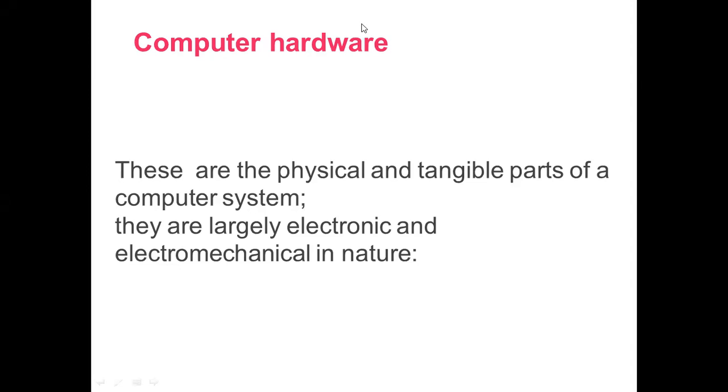Daniela's hand is up, yes? Computer hardware. These are the physical and tangible parts of a computer system. They are largely electronic and electromechanical in nature. Physical and tangible components of the computer system, and they are largely electronic and electromechanical in nature.